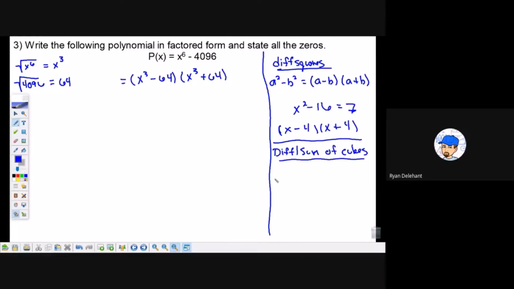What this one states is that if I have two terms, and I'm going to do the plus one first, okay? And I can take the cube root of them, then I can do this and factor it. This is going to be a plus b, times a squared minus a times b plus b squared.